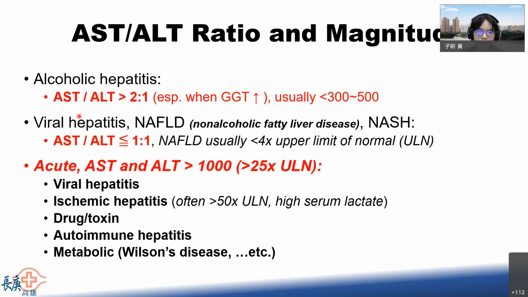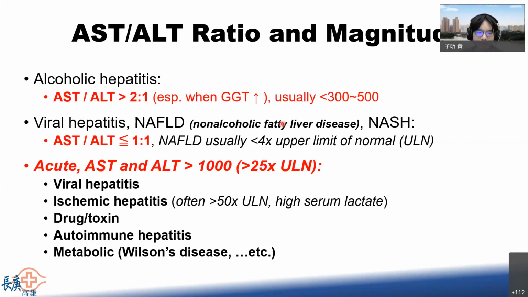Other important etiologies are viral hepatitis, NAFLD, non-alcoholic fatty liver disease, and NASH, non-alcoholic steatohepatitis. These cause hepatocellular injury as well, and the AST/ALT, on the contrary, is usually ALT predominant. Usually it's AST equal to ALT, or ALT is slightly more elevated than the AST.